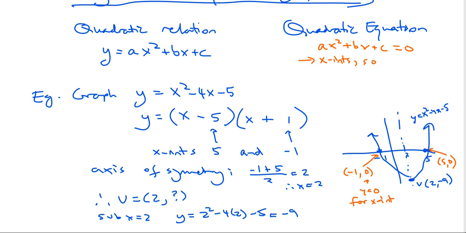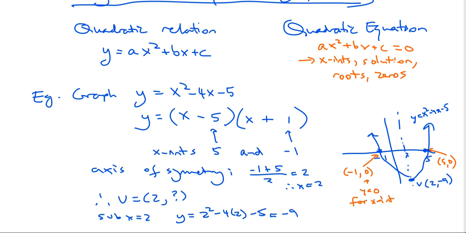Another word for that is solution. Another word for that is roots of a quadratic equation. And another word for that is zeros. These words, x-intercept, solution, roots, and zeros, all mean the same kind of thing. And they happen when you take your equation and you set it to 0 and you solve.